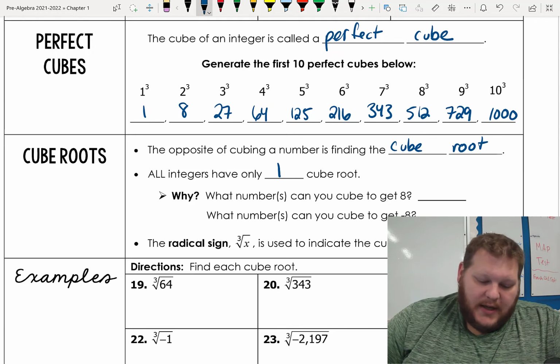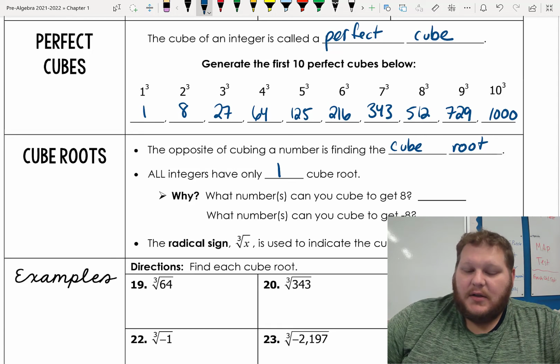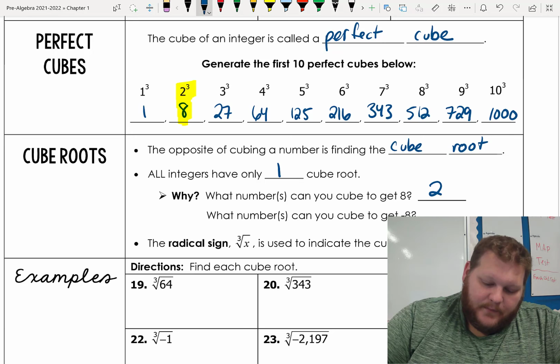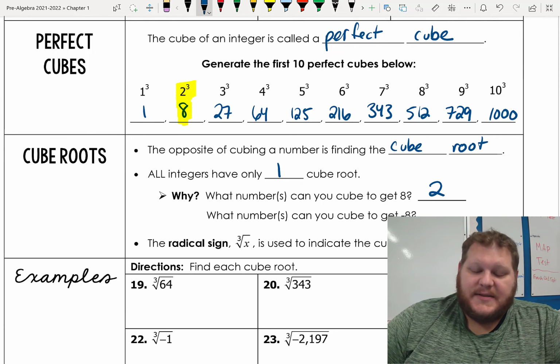Because if we're multiplying 3 things together, a positive stays positive, a negative stays negative. So if I'm looking at the cube, what number can be cubed to give me positive 8? Well, we saw on my list here, 2 cubed gives me positive 8. 2 times 2 times 2, they're all positive. It stays positive.